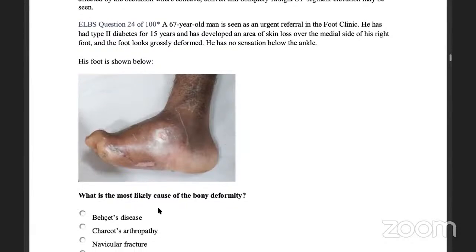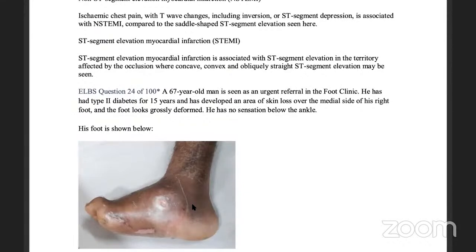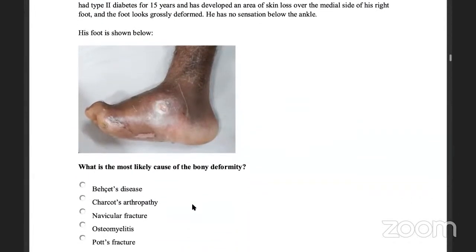What is the most likely cause of a bony deformity? Like Charcot's. A 67-year-old woman is seen as an urgent referral in the foot clinic. She has had type 2 diabetes for 15 years and has developed an area of skin loss over the medial side of her right foot, and the foot looks grossly deformed. She also has no sensation below the ankle. So Charcot arthropathy.